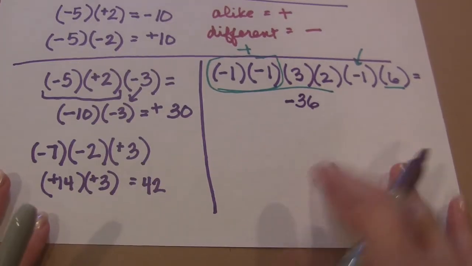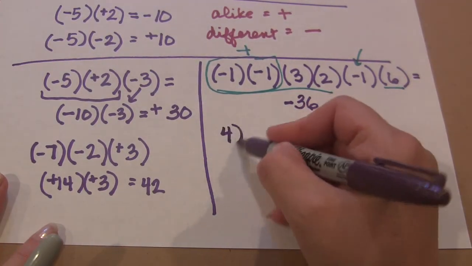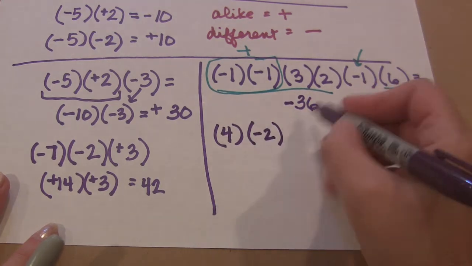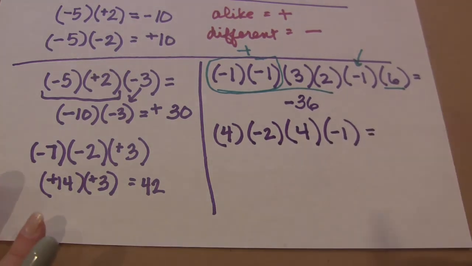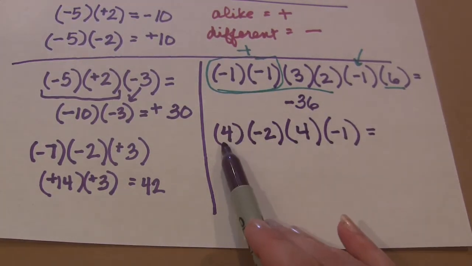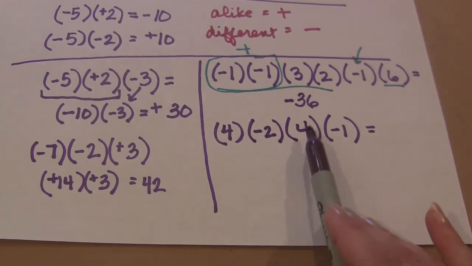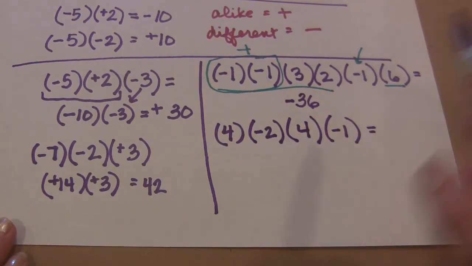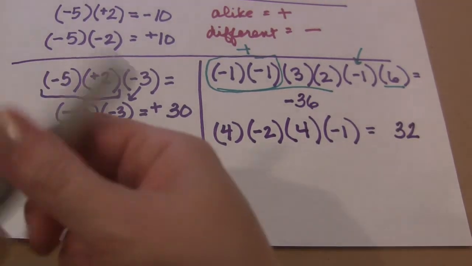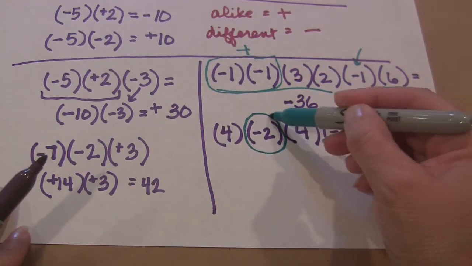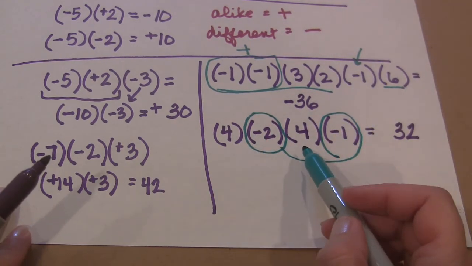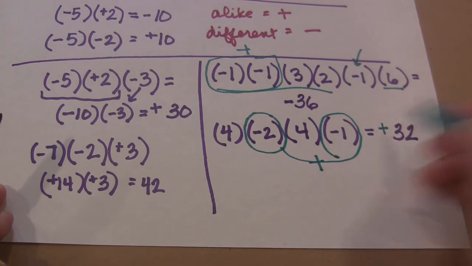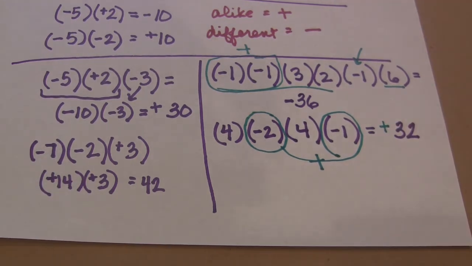Let's try another one just to see if you've got the hang of it. What if I said 4 times negative 2 times 4 times negative 1? What are we going to get? Well, I'm going to do 4 times 2 is 8, times 4 is 32, times 1 is still 32, but is it going to be positive or negative? Well, I have this negative number and this negative number, and they're going to become positive. I don't have any other negative numbers to mess us up, so the answer is going to be positive 32.